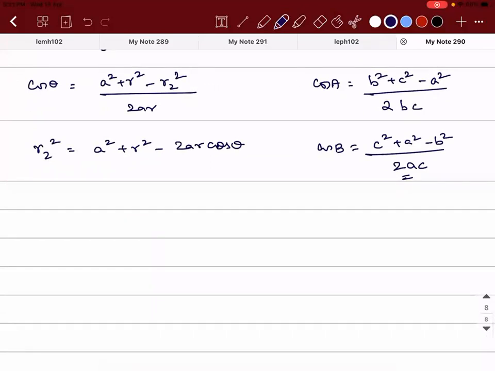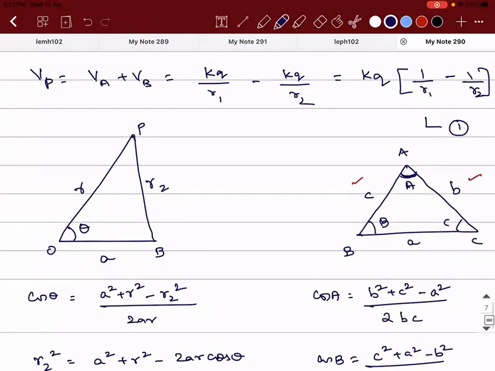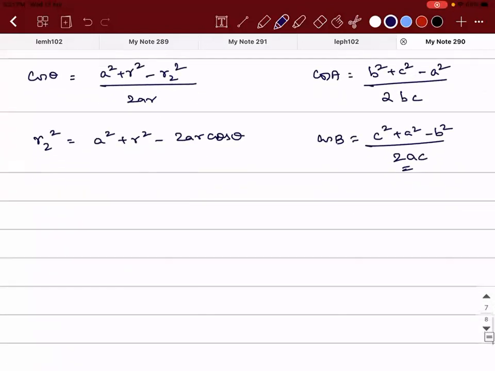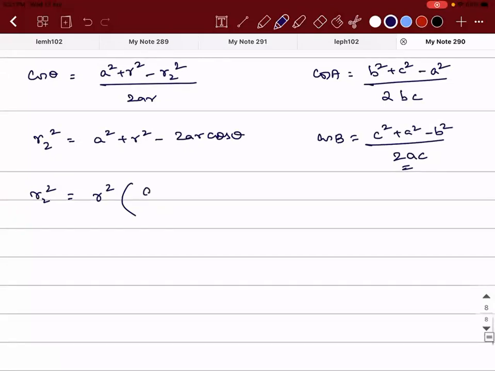Now, I don't need R2 square directly. Rather, what do I need? I need 1 by R2. That's what the equation says. 1 by R2 is what is required. So to get that 1 by R2, first I will consider 1 by R2 square. Before that, sorry, R2 square is equal to, I'll take R square outside. Okay, when I take this R square outside, what will I get? A square by R square plus 1 minus 2A by R cos theta. Okay, so listen to this carefully. When R is very much greater than A, then A square by R square can be approximated to 0.